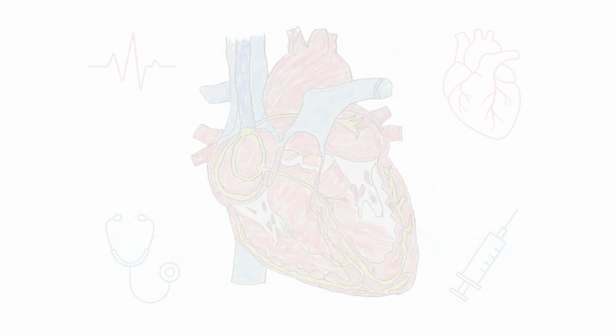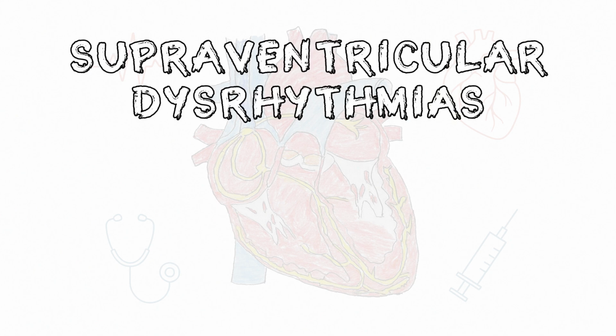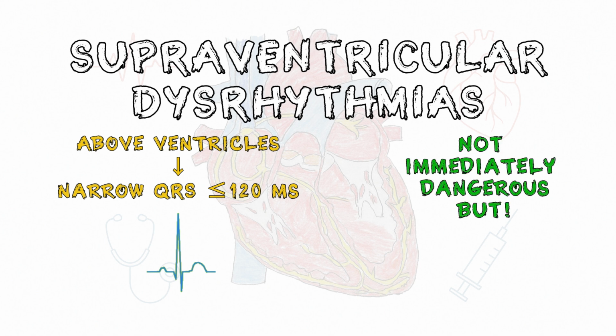Let's switch to today's lesson topic, supraventricular dysrhythmias. As we discussed before, supraventricular rhythms start above the ventricles, either in the atria or in the AV node. They typically produce narrow QRS complexes because conduction through the bundle branches is preserved. Although they are usually less dangerous than ventricular rhythms, they can still reduce cardiac output and, in the case of atrial fibrillation, dramatically increase the risk of thrombus formation and stroke. So, let's break all of them down.